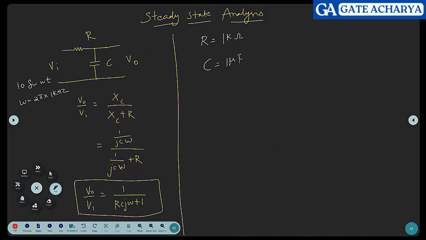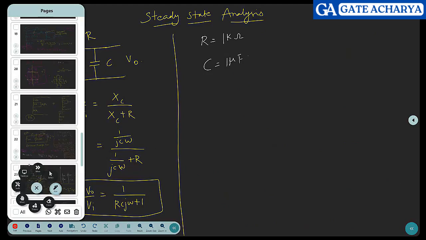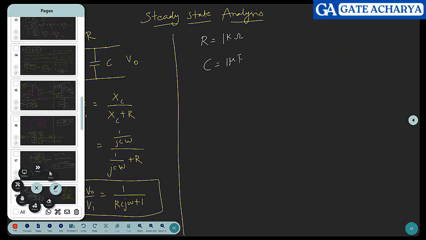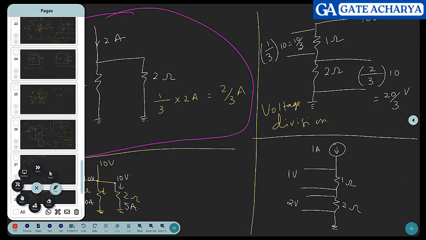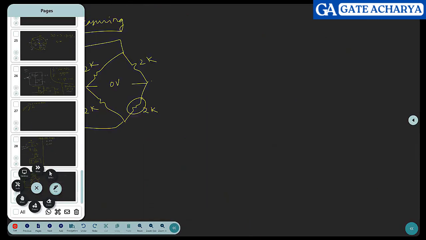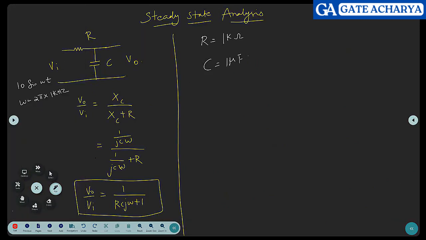You can ask me, I can explain again. How did I get this? If you have two impedances, we did it in the morning session. If you have two impedances, what do you do? R2 divided by R2 plus R1. We did this, right? The output is this impedance divided by the total impedance into the input. It's the same thing I did here. Output voltage is this impedance divided by total impedance into the input.